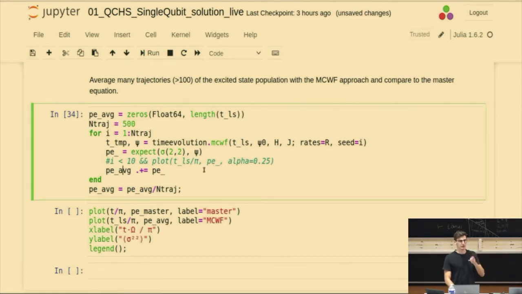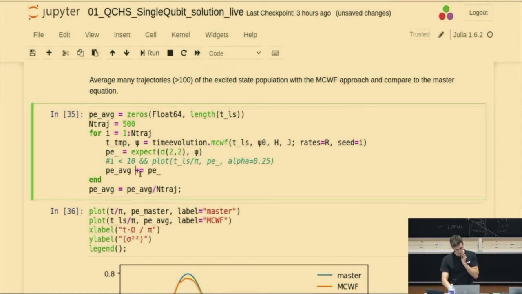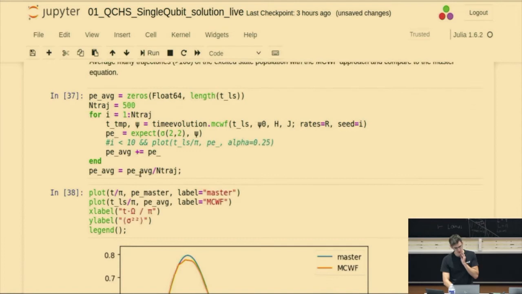Do you have a question? Or no? Why is there a dot in front of the add? Because if you don't put the dot, it tries to add a vector to a vector, which is fine. Let's see, try it. Yeah, that might be fine. But I thought I just need to add element-wise. But I think it's the same.